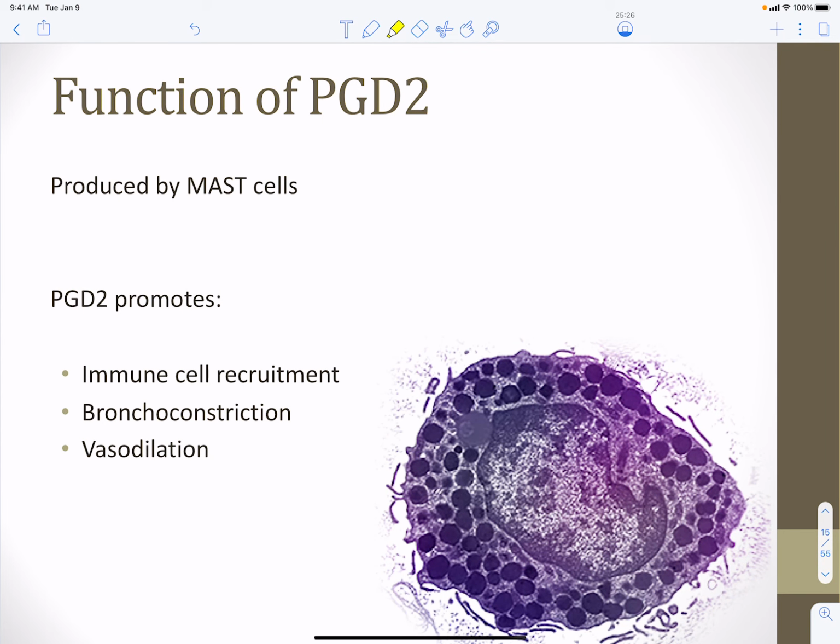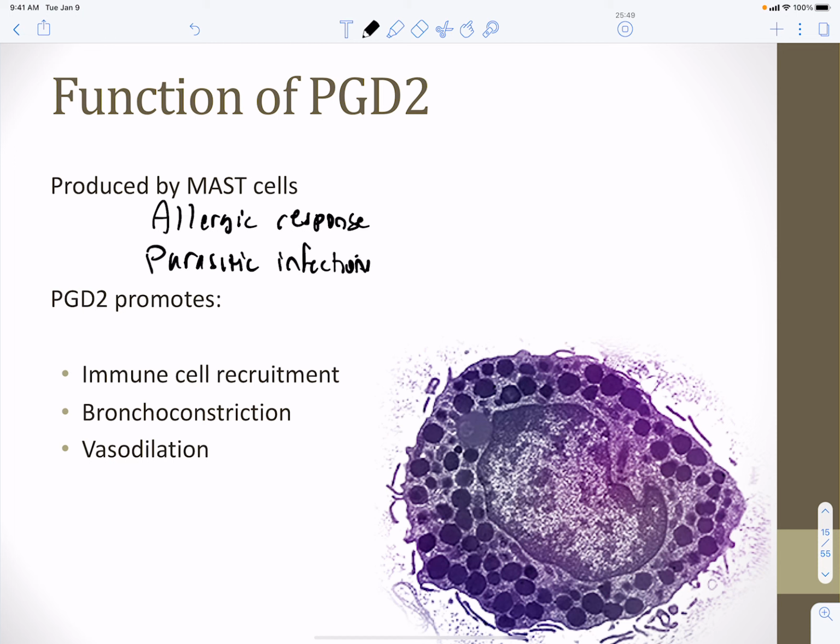Prostaglandin D2 is important for your mast cells. Your mast cells are, of course, known for the allergic response, but they're also important for parasitic infections. So mast cells. And so they're going to have vasodilation, bronchial constriction, hard to breathe, which many people who suffer from severe allergies know.